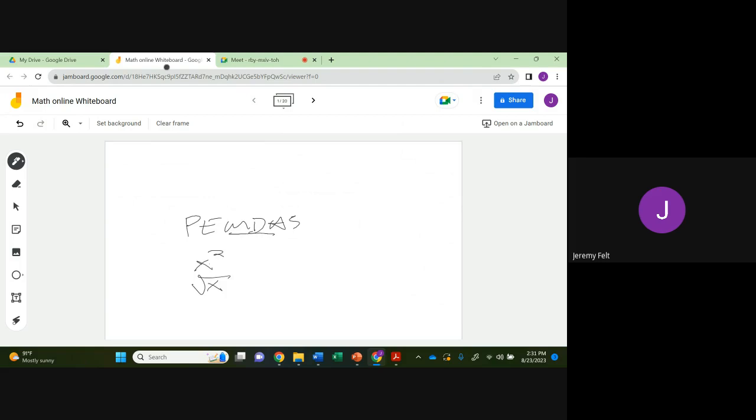Multiplication and division, they have the same priority. So just because we say multiplication first in the acronym or the jingle doesn't mean that we do it first necessarily. If we have a problem that has division and multiplication, we may divide before we multiply. We just work left to right because they have the same priority. And then addition and subtraction, those have the same priority as well. So we just work left to right.